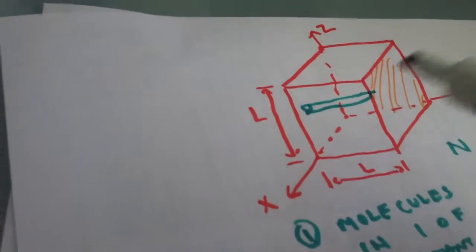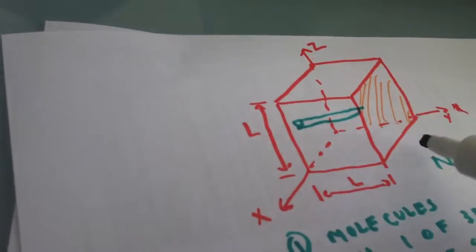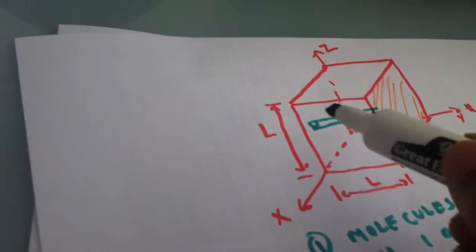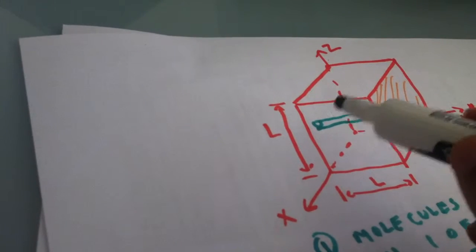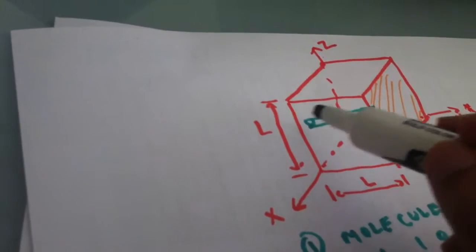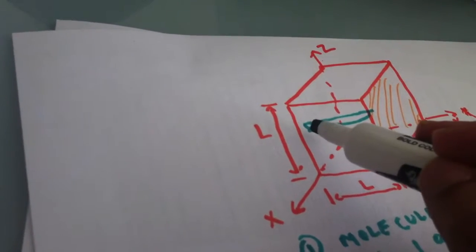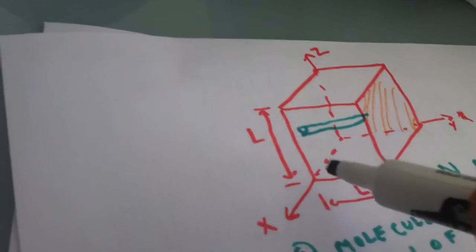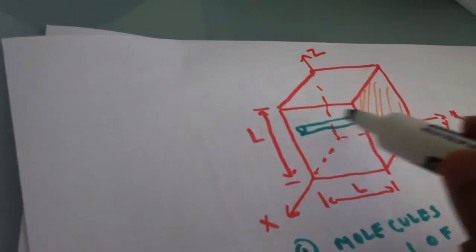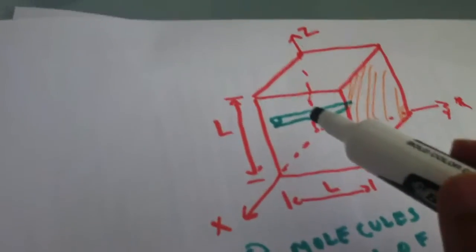So how frequently does it do that? How many times per second does it collide with the right face of the wall? To answer that question, we have to remember that this molecule is starting from the left face of the wall and going in the y direction, hitting the right face and coming back. So it's covering a distance of twice the length of the cube. In other words, it's covering a distance of 2L units.